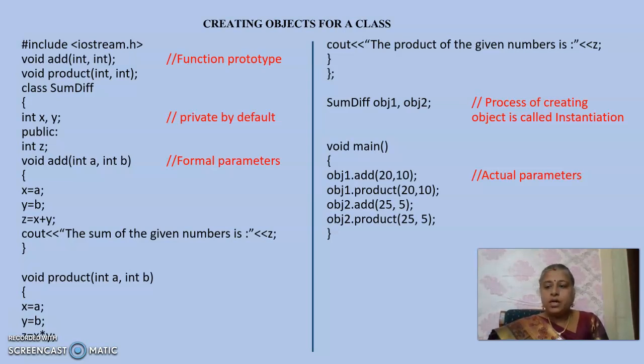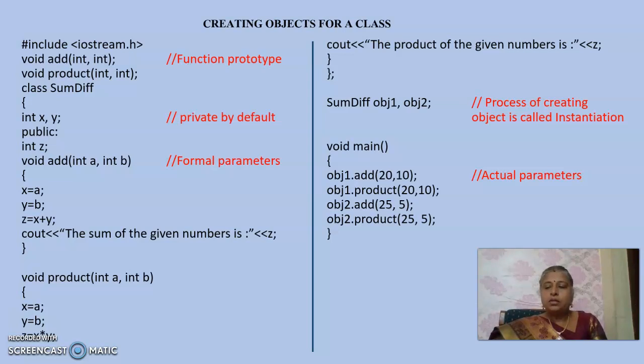Under which we are going to declare some functions and one variable. int z is one public variable, or we can call it a data member of the class, and void add(int a, int b). So this void means the function add is not going to return any value to the calling function. And these parameters a and b are called the formal parameters.